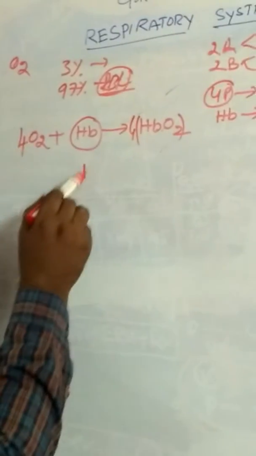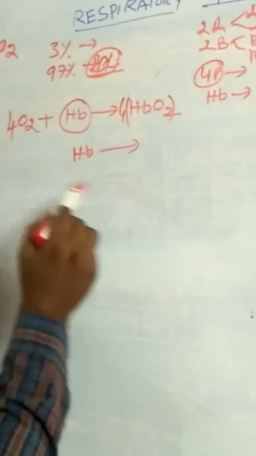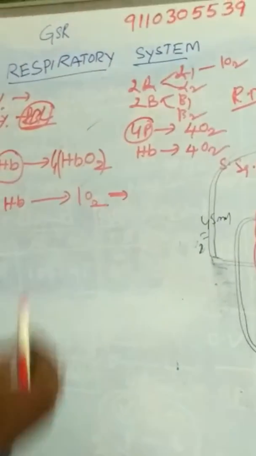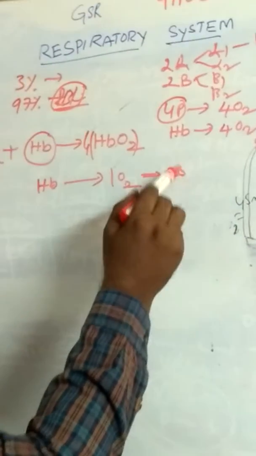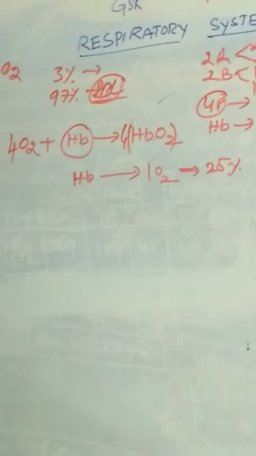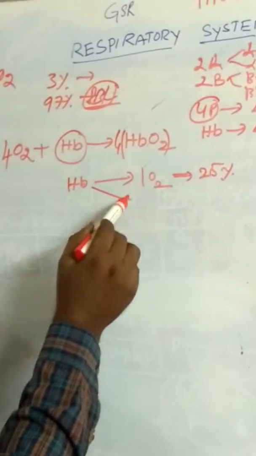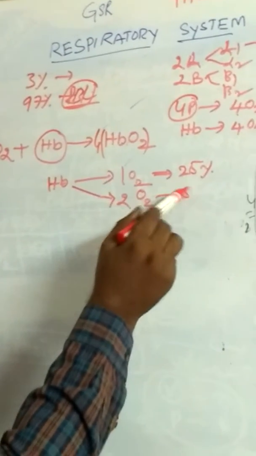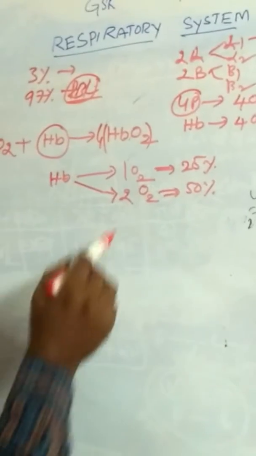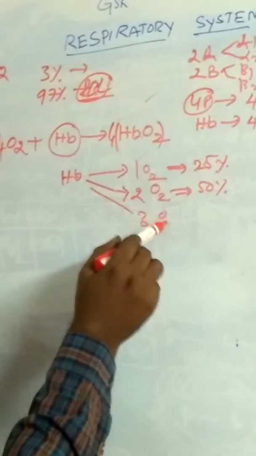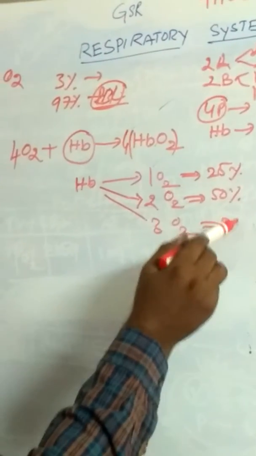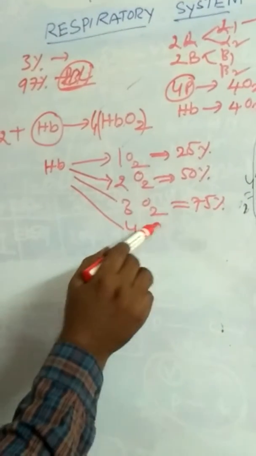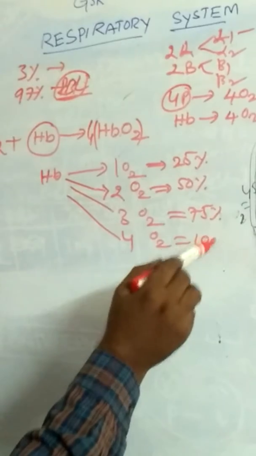If the hemoglobin carries one oxygen molecule, that is 25% saturation. If the hemoglobin carries two oxygen molecules, 50% saturation. Three oxygen molecules, 75% saturation. Four oxygen molecules, 100% saturation.